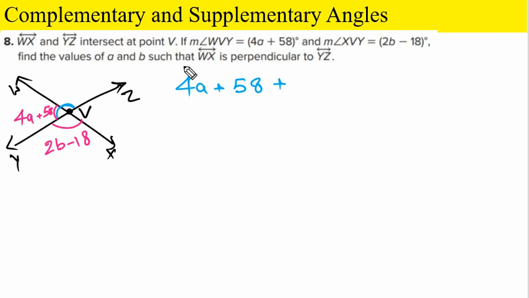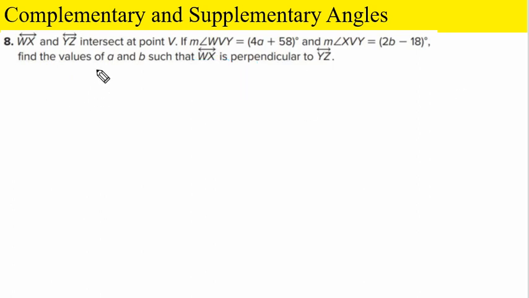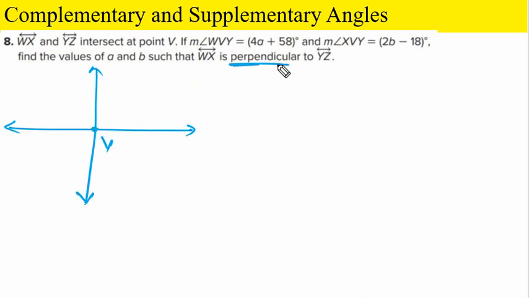Okay, so I did not read this information. WX is perpendicular to YZ. So let's just do this again. It is something like this. They are intersecting at point V, but they are perpendicular. I did not read this line before. Perpendicular means they are making a 90-degree angle. So this is 90 degrees, all 90 degrees. All right.